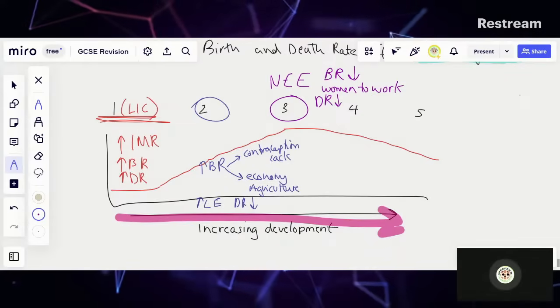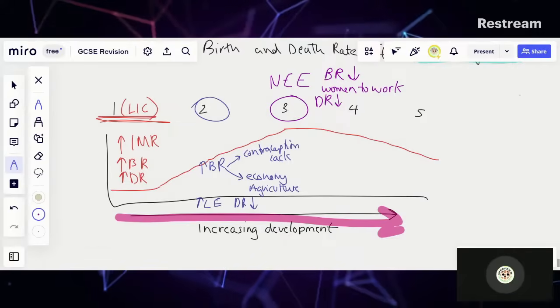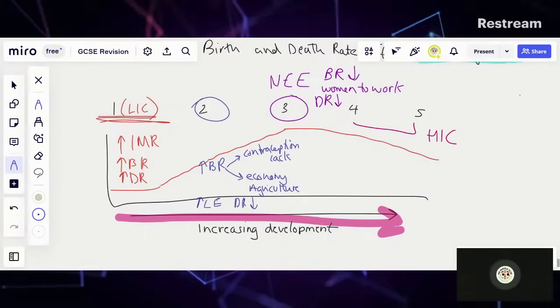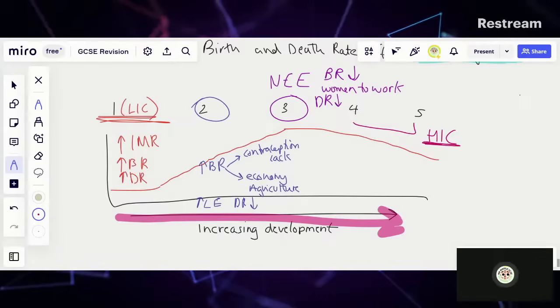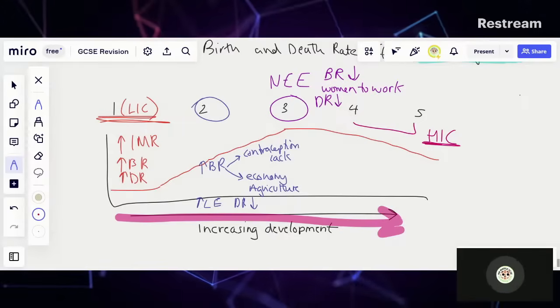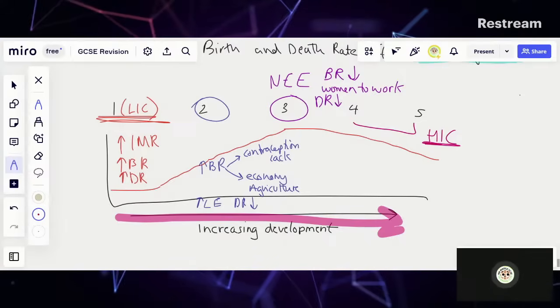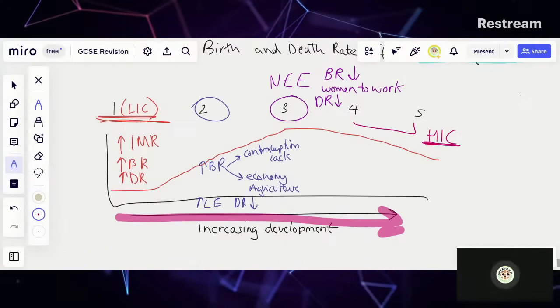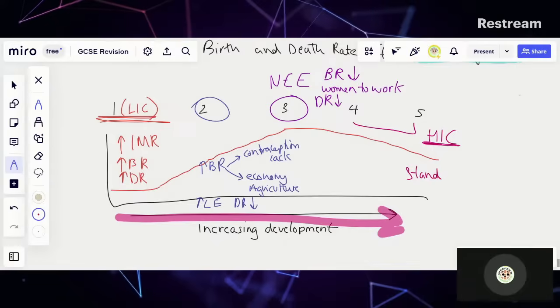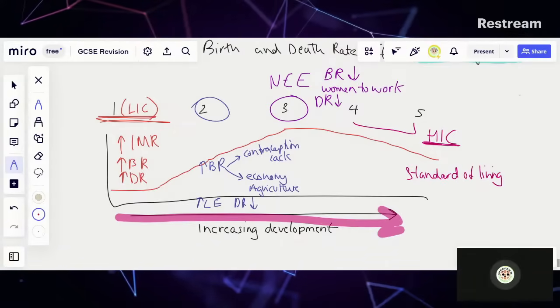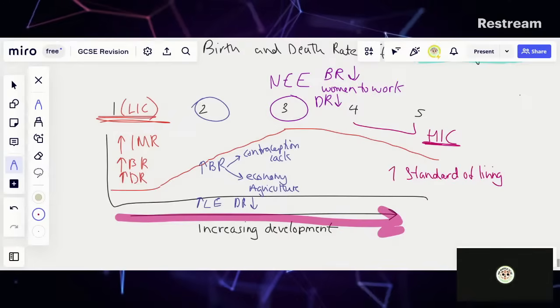Then in stages 4 and 5, these are the most developed high income countries, such as the UK. I don't know if you knew this, but in the UK, the population is actually falling. The population is falling because people are having fewer kids, because it's getting more expensive to raise children, and the standard of living is also very high. And because the standard of living is high, this means that fewer people get to have this high standard of living.